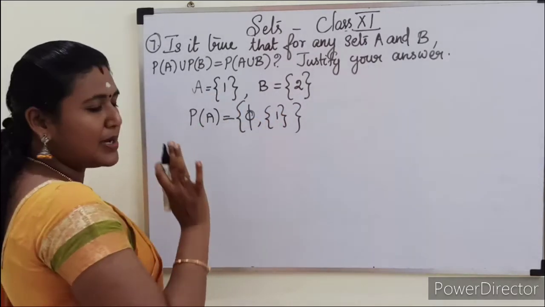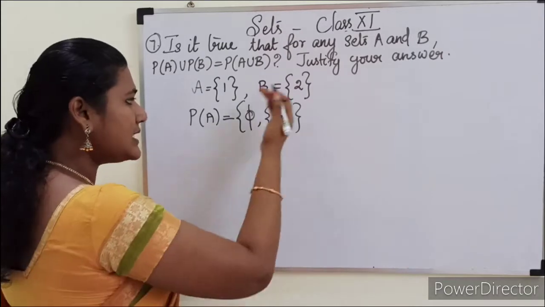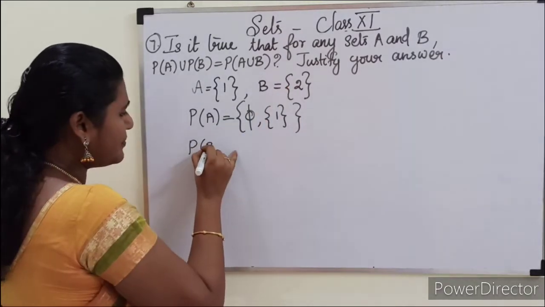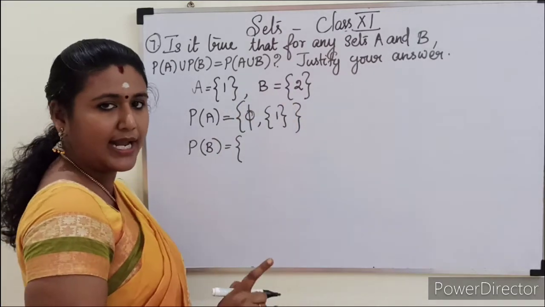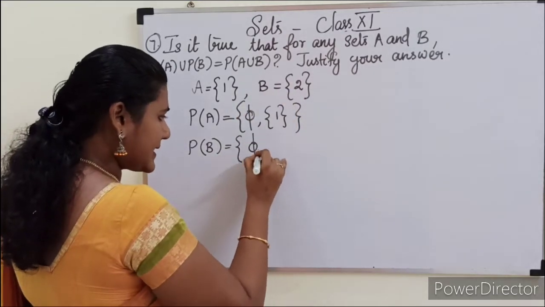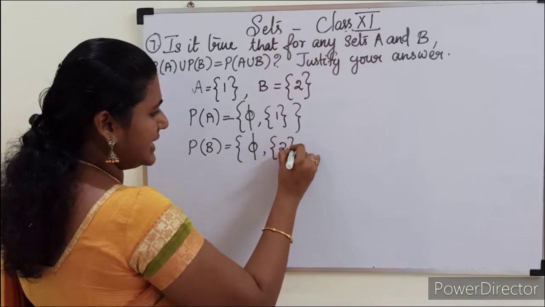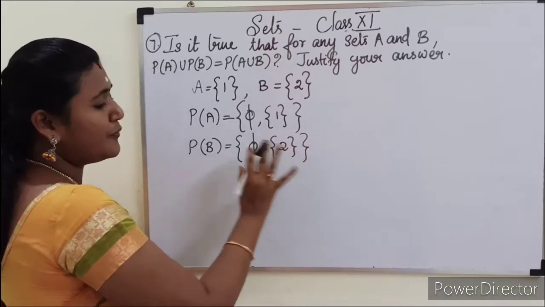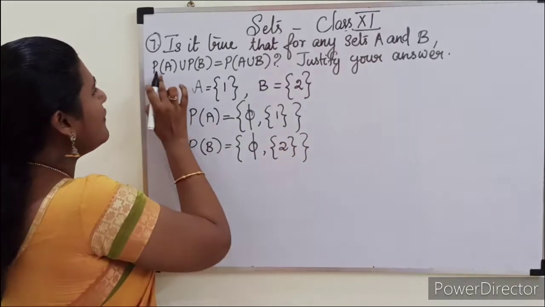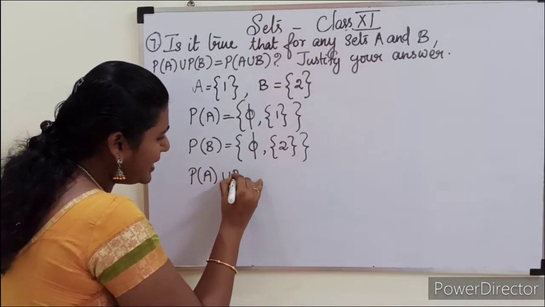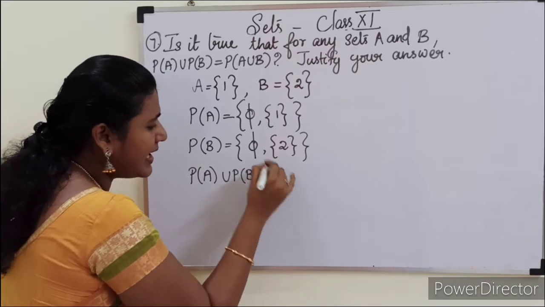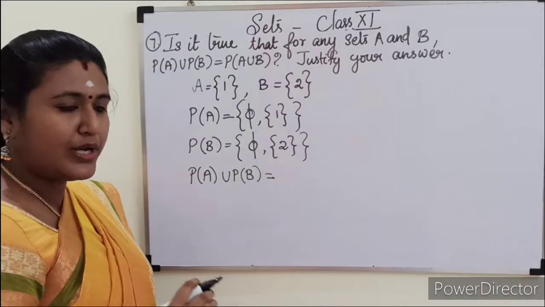So these are the elements of P of A. Similarly, we will calculate P of B. Here, since B has only one element, the null set will be a subset and the given set, that is the set {2}. So P of B also we got. Now we will calculate P of A union P of B. This is the expression on the left side. P of A union P of B.